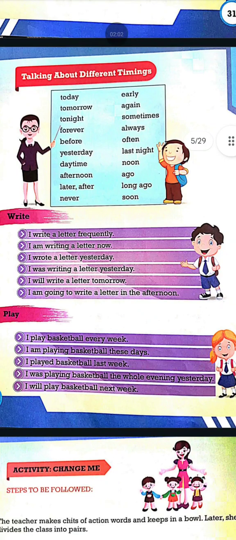Now, talking about different timings. So, today, tomorrow, tonight, forever, before, yesterday, daytime, afternoon, later, after, never, early, again, sometimes, always, often, last night, noon, ago, long ago, soon.